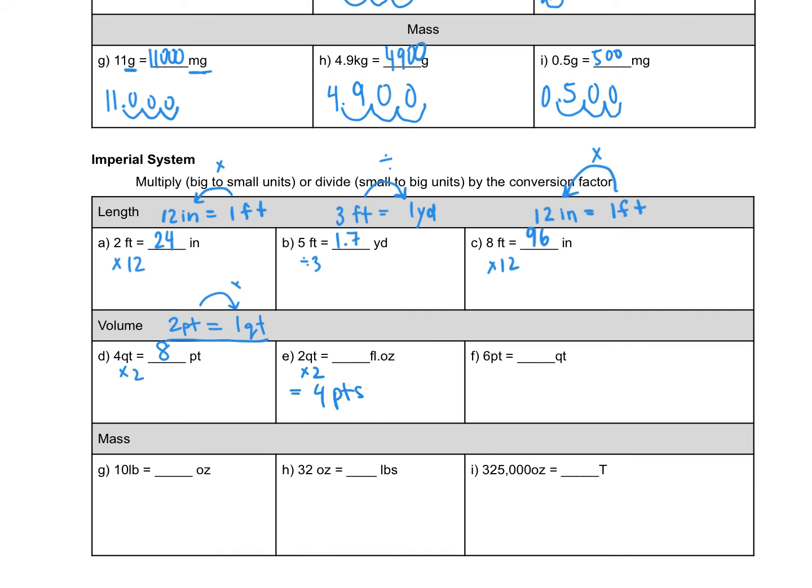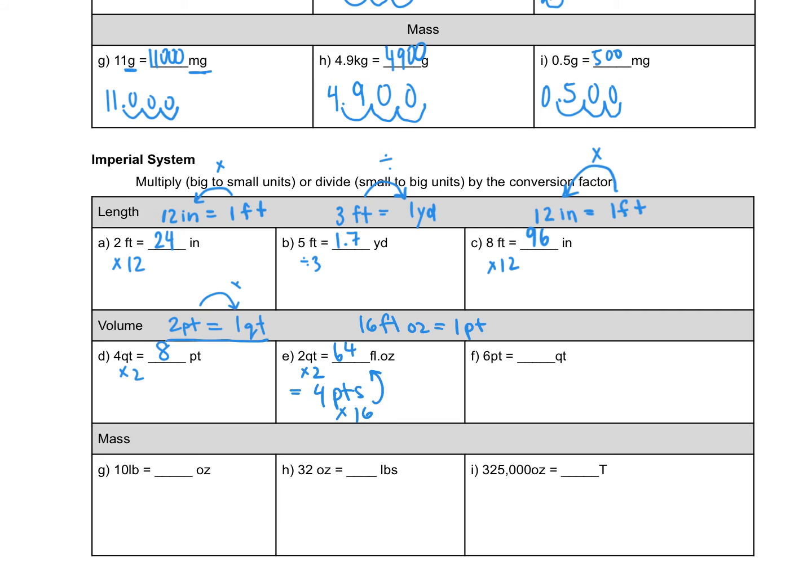And now we know that 16 fluid ounces equals 1 pint, but I have 4 pints. 1 pint is 16 fluid ounces. If I have 2, that's 32. I add on another 16. If I have 3, I add another 16. If I have 4, I add on another 16. But instead of doing that addition, I'll just do 4 times 16 to get 64 fluid ounces.